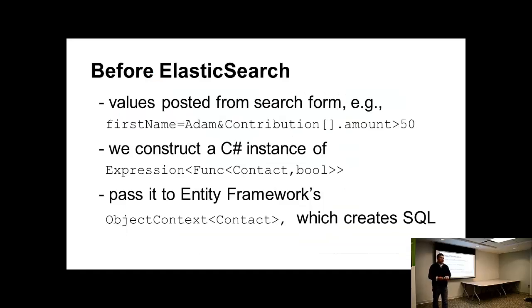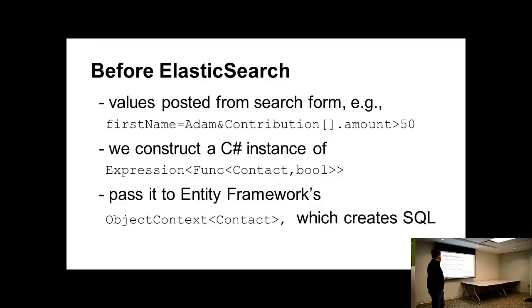So before Elasticsearch, what did this look like? It was fairly naive usage of C# and LINQ. Anyone in the house used Entity Framework, that technology? Okay, so you're going to see some of the things Entity Framework can do to your database right up front. We took in values from the form. This probably looks pretty familiar. We're binding form values. Notice contribution, that sort of array notation is saying that there exists a contribution that has an amount greater than $50.